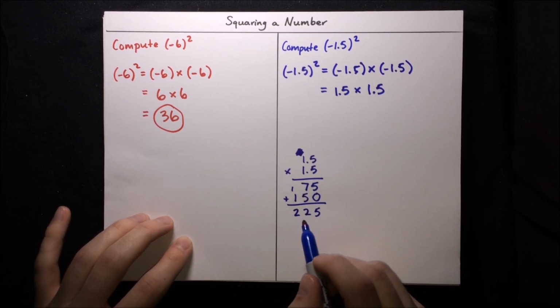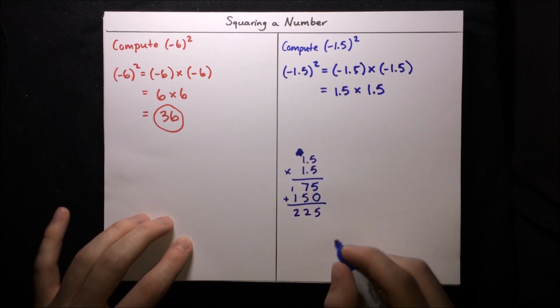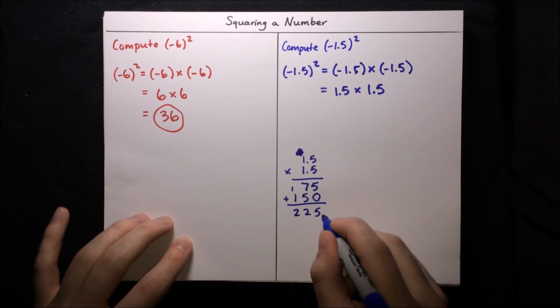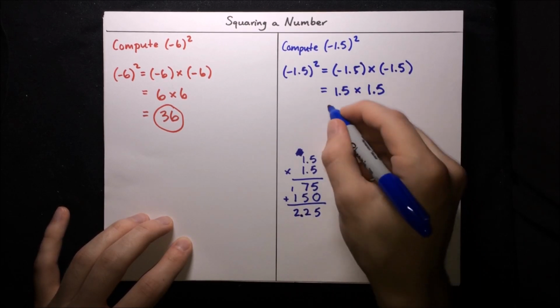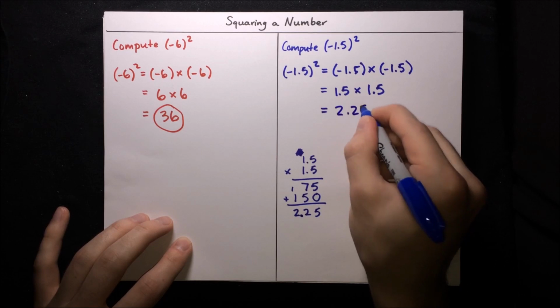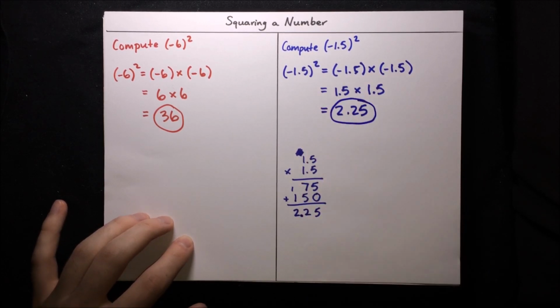How many numbers are behind the decimal place? Well, there's one number here, another number there, so 2 numbers behind the decimal place. Move the decimal place over twice. 1, 2, 2.25. So negative 1.5 squared is just 2.25.